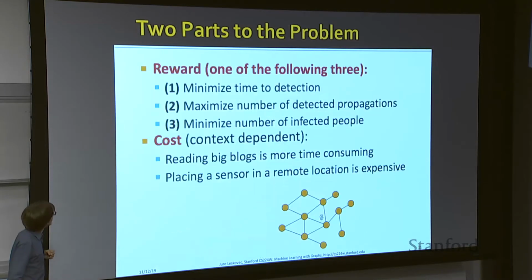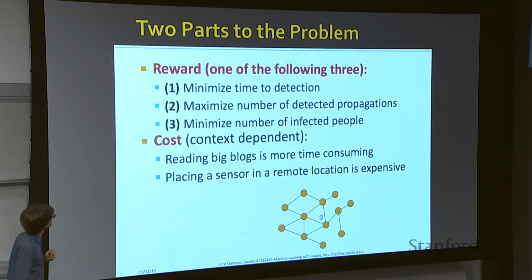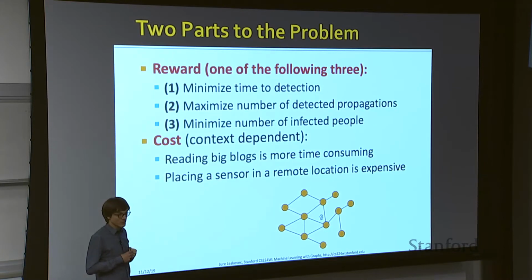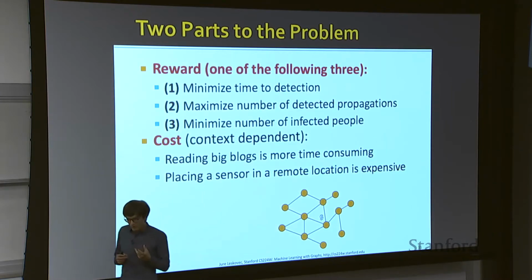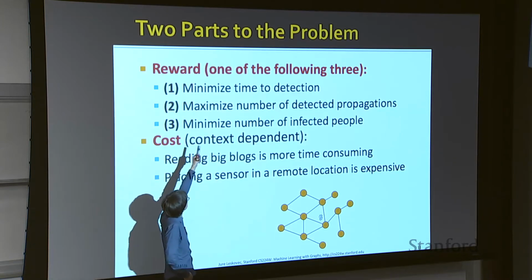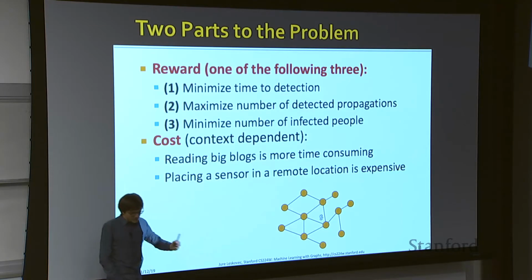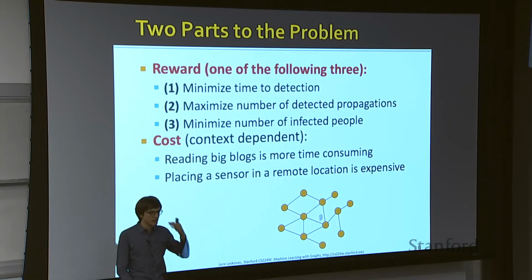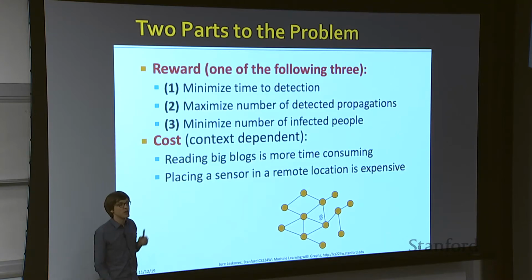So the way to think about this is we need to define the reward, and we need to define the cost. There are many different rewards you can define. So here are a few different ones that are kind of orthogonal but related but different, right? One thing you may want to do is to say, I want to minimize the time to detection, right? As the outbreak happens, I want to detect it quickly. That sounds like a good objective function.